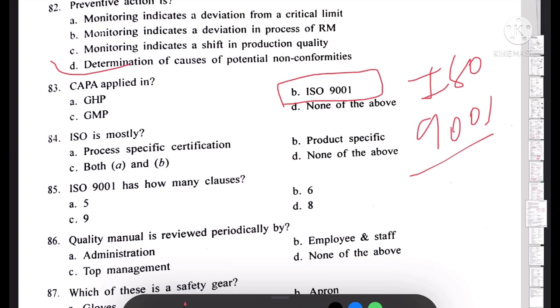Okay. Next, ISO is mostly, the options are: process specific certification, product specific, both A and B, or none of the above. So ISO is mostly a process specific certification.